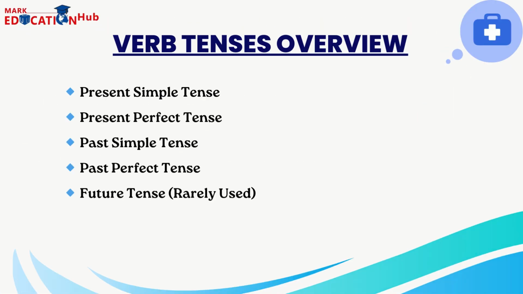In OET writing, using the right verb tense is key to presenting clinical information clearly and accurately. The present simple tense is used for current conditions or ongoing routines, while the present perfect tense helps describe recent changes or progress relevant to the present. The past simple tense is commonly used to report completed events like hospital admissions or treatments. For events that happened before another past event, the past perfect tense comes into play. Although future tense is rarely used, it may appear when discussing upcoming appointments or plans. Understanding when to use each tense helps you create professional, well-structured referral letters.